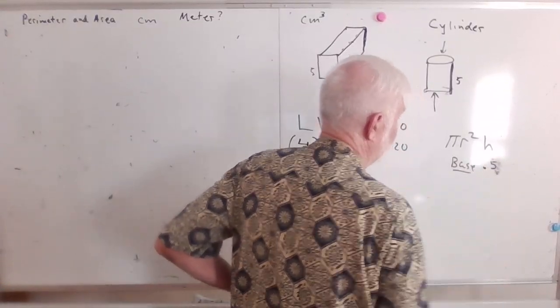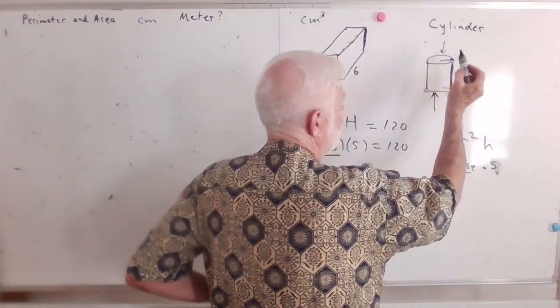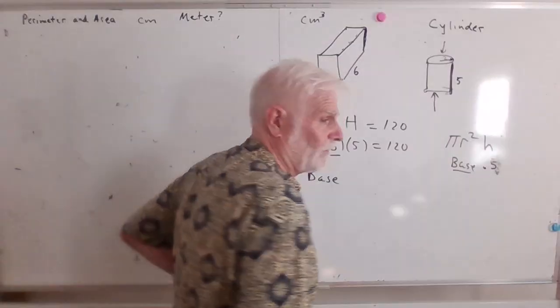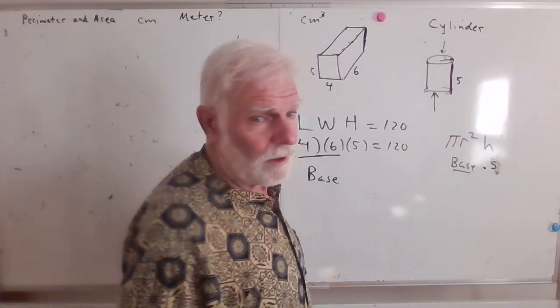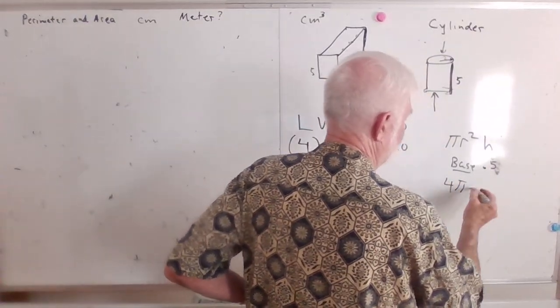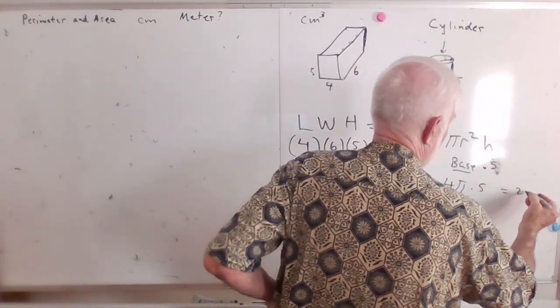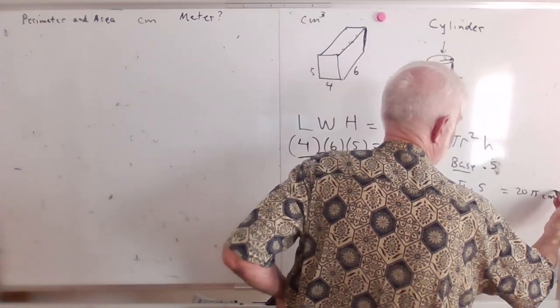So how do you find the area? Well, you need the radius. So I guess I got to supply that. And how about we say that's 2 centimeters? 2 centimeters. I think my grandson knows to square. So 4 pi is the base times 5. So therefore 20 pi centimeters cubed.